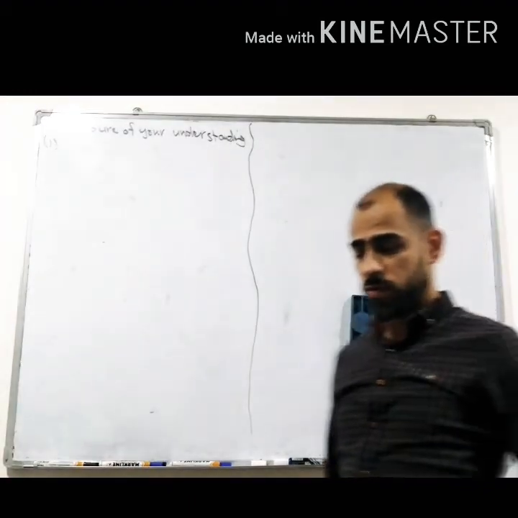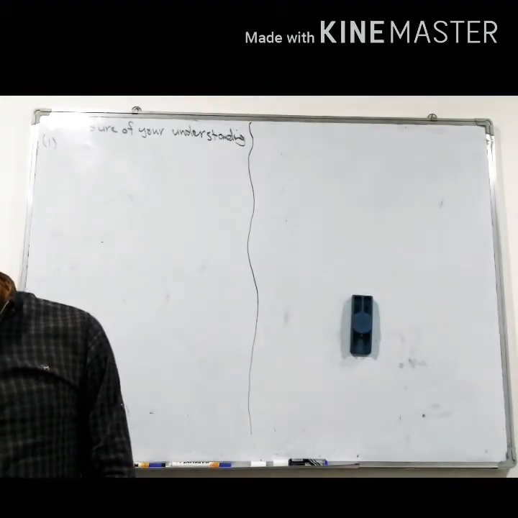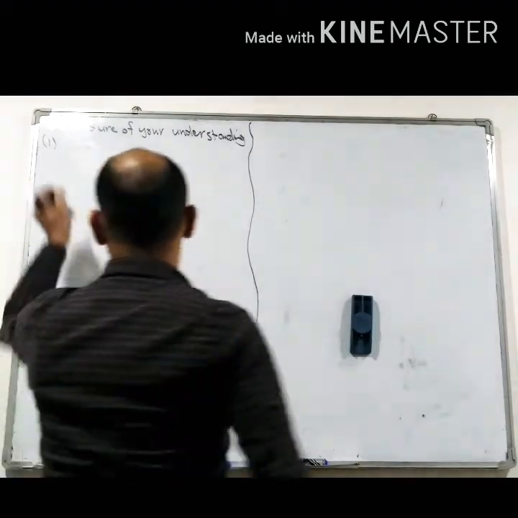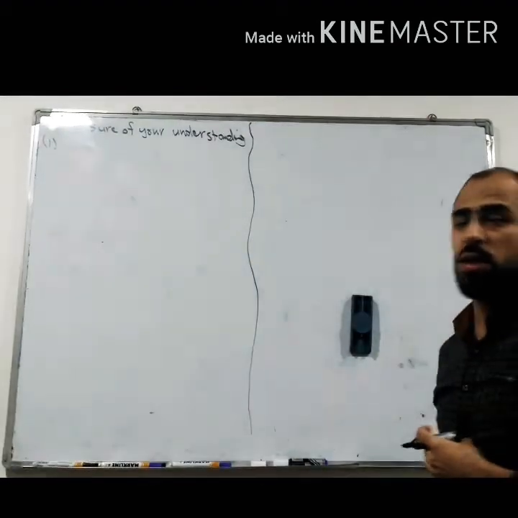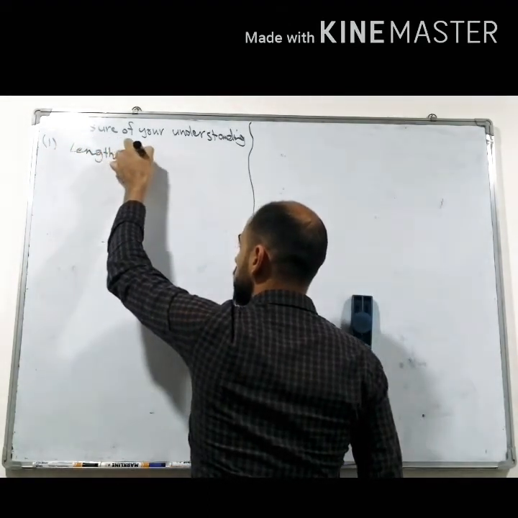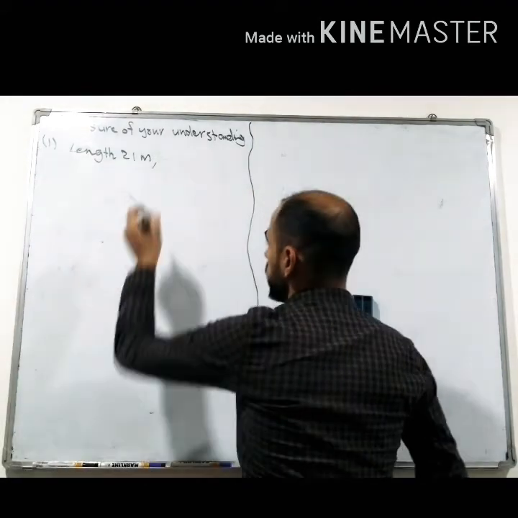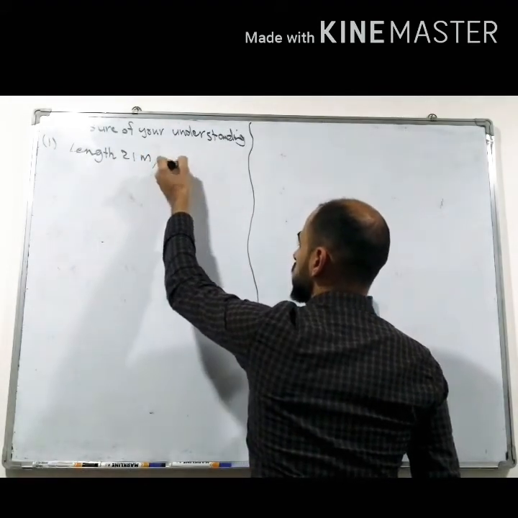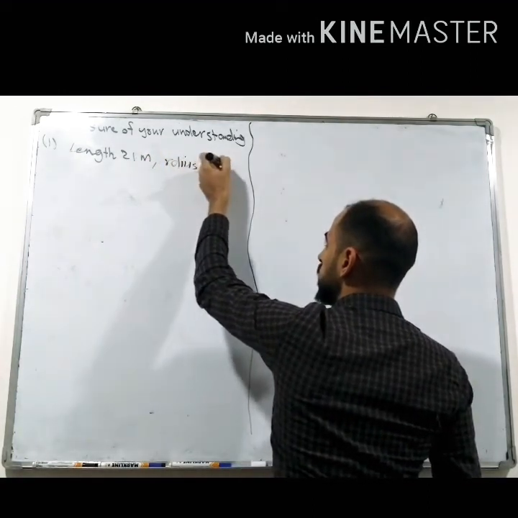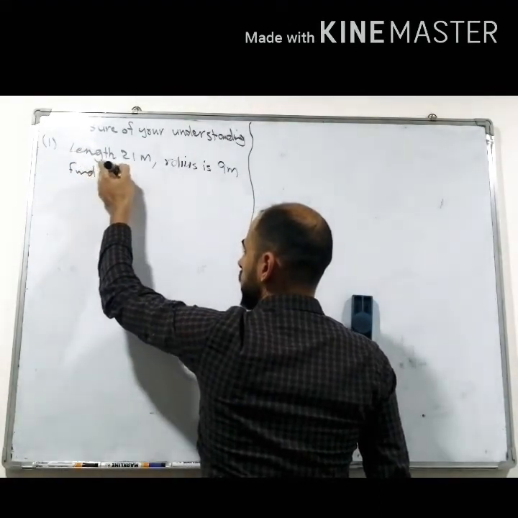Page number 24. Question number 1 of make sure of your understanding. A right cylinder with a hollow tube, its length is 21 meter. So the shape is a cylinder. Its length is 21 meter, with internal radius 9 meter. Find its volume. The radius is 9 meter.